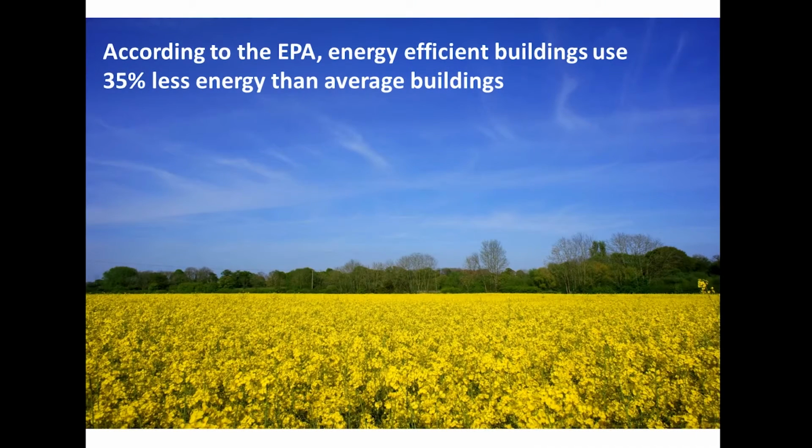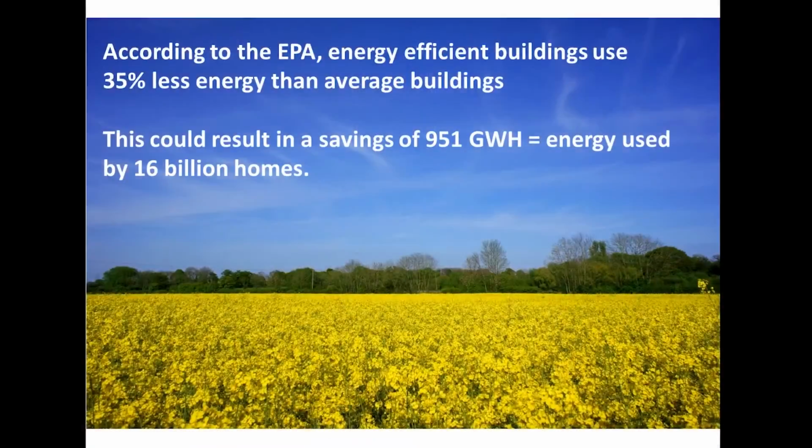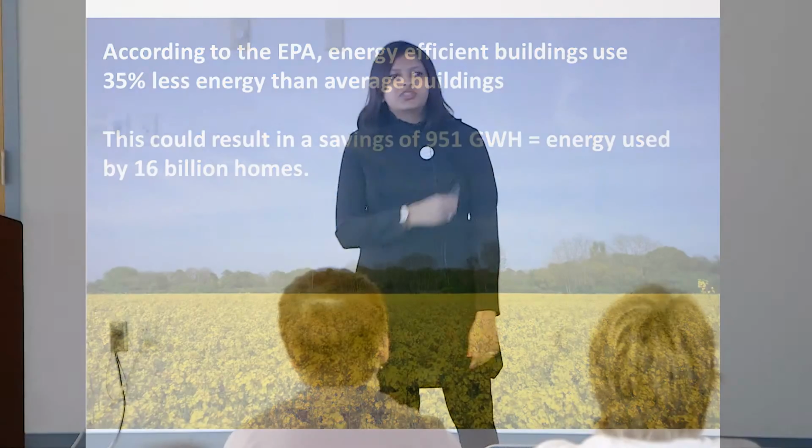So what does all this mean? According to the EPA, energy efficient buildings use 35% less energy than usual buildings. Now, I tried to see, okay, what does that really mean? So I tried to do the math around how much energy residential buildings use within the United States. And what if all these residential buildings suddenly become energy efficient? What I found was that this could result in a savings of 951 gigawatt hours, which is the amount of energy used to heat and cool 16 billion homes, which I found was pretty amazing.